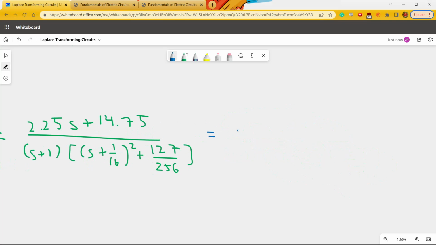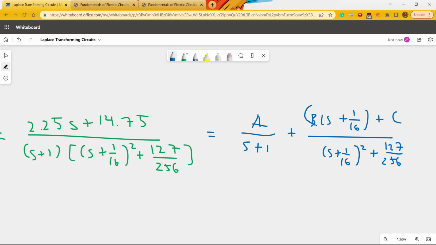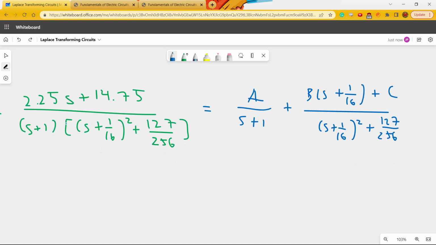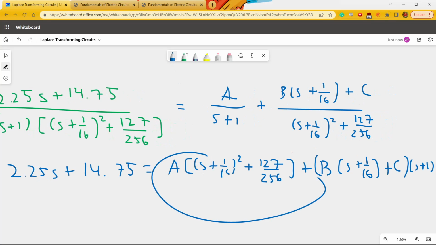We can then perform partial fractions to this. This is equal to A over s plus 1. Really nice. And then on the right, we get B times s plus 1 over 16 plus C over blah, blah, blah. Anyway, it's not great. Let's multiply everything by the denominators to get this whole wonderful mess.